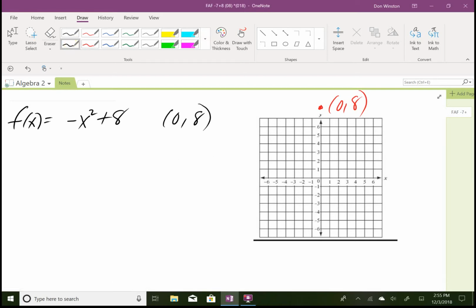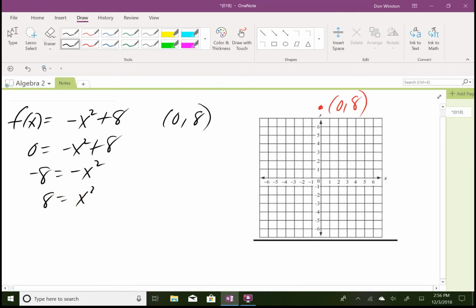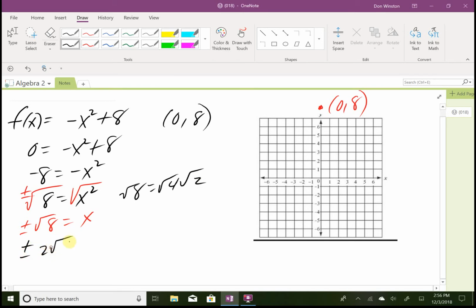So let's go ahead and find the zeros. We have to set f of x equal to 0. We're going to find where that parabola crosses the x-axis. So 0 equals negative x squared plus 8. Subtract 8 from both sides, you get negative 8 equals negative x squared. Multiply both sides by negative 1, and I get 8 is equal to x squared. Square root both sides, and then I get plus or minus root 8 equals x. We should always simplify the radicals, so root 8 is equal to root 4 times root 2, and so this will be plus or minus 2 root 2 equals x.